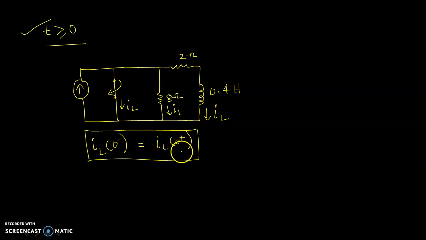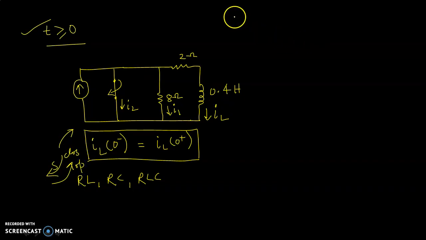During the analysis of the transient response of RL, RC, or RLC connected circuits, the change is brought into the circuit by closing or opening a switch. This is a switch closing or this is a switch opening, like this. This is a switch.